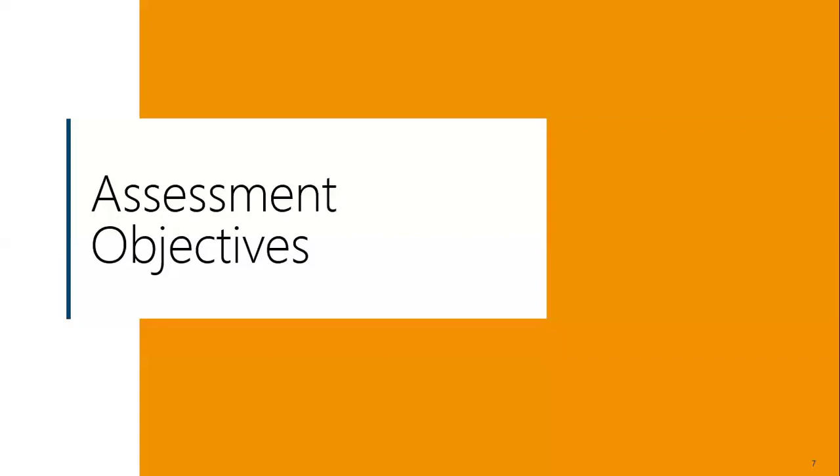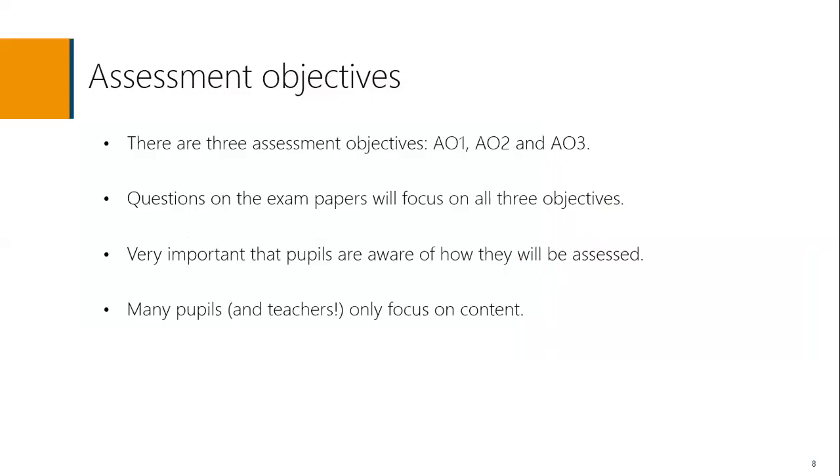So we're going to start off by looking at the assessment objectives. There are three assessment objectives: AO1, AO2, and AO3. And the questions on exam papers will focus on all three objectives with a prescribed percentage aligned to each of the different objectives. And it's very important that pupils are aware of how they will be assessed, not only the content that they need to learn, but how that content is assessed in the exam papers. Many pupils only focus on the content when they look at the specification. They need to not only look at the content, but to look at the assessment objectives as well.